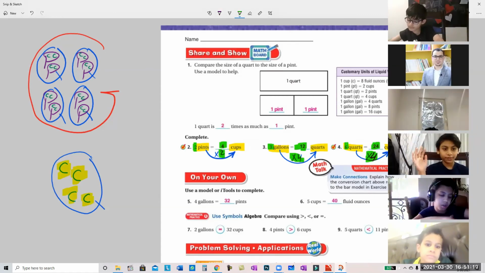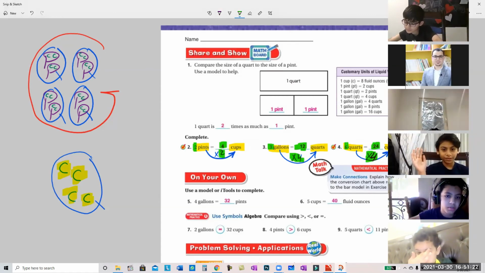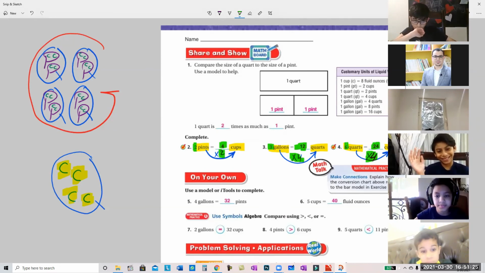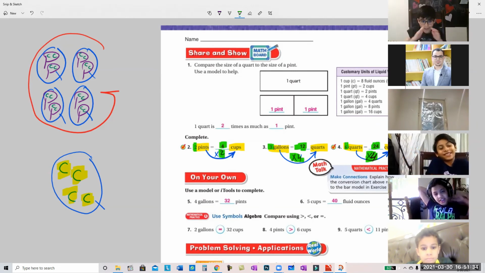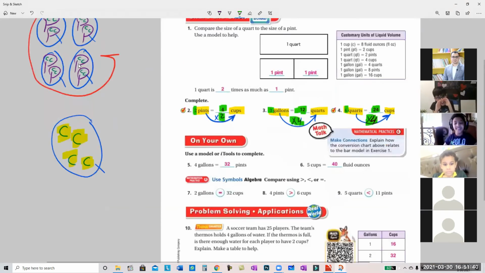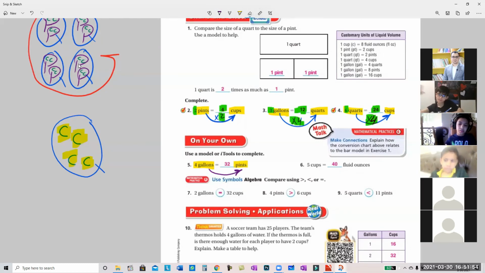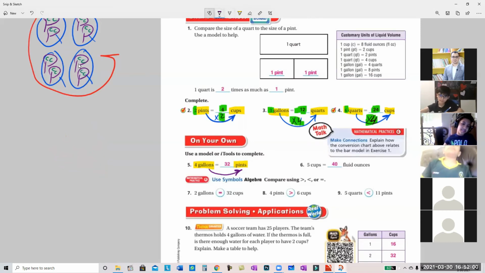The next one, Abdelaziz. Yes, Mister. Hi, Abdelaziz. Are you ready for the next one? Yes. Okay, so let's see here. 4 gallons equal how many pints? So what are we going to multiply by? Okay, let me think about it. So we have gallon, right? Okay, how many pints in 1 gallon?